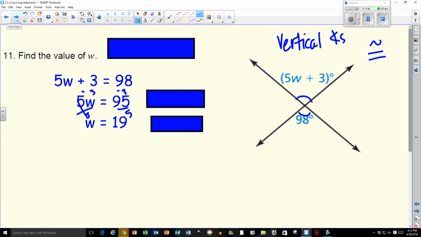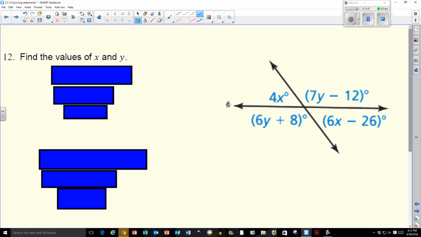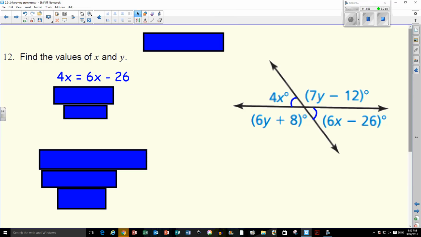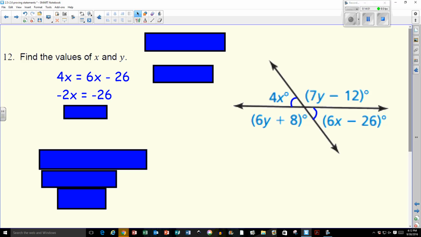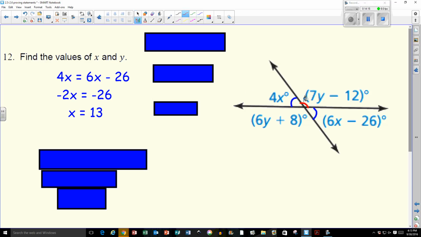Okay, and number 12. Again, we have intersecting lines, so we have vertical angles. So this one is congruent to this one. So 4x equals 6x minus 26. If I subtract 6x from both sides, I get negative 2x equals negative 26. And if I divide both sides by negative 2, I get x is 13. And with that being said, that means these two are vertical and congruent to each other as well. So anytime you see intersecting lines, you should automatically think, oh, I have congruent angles.